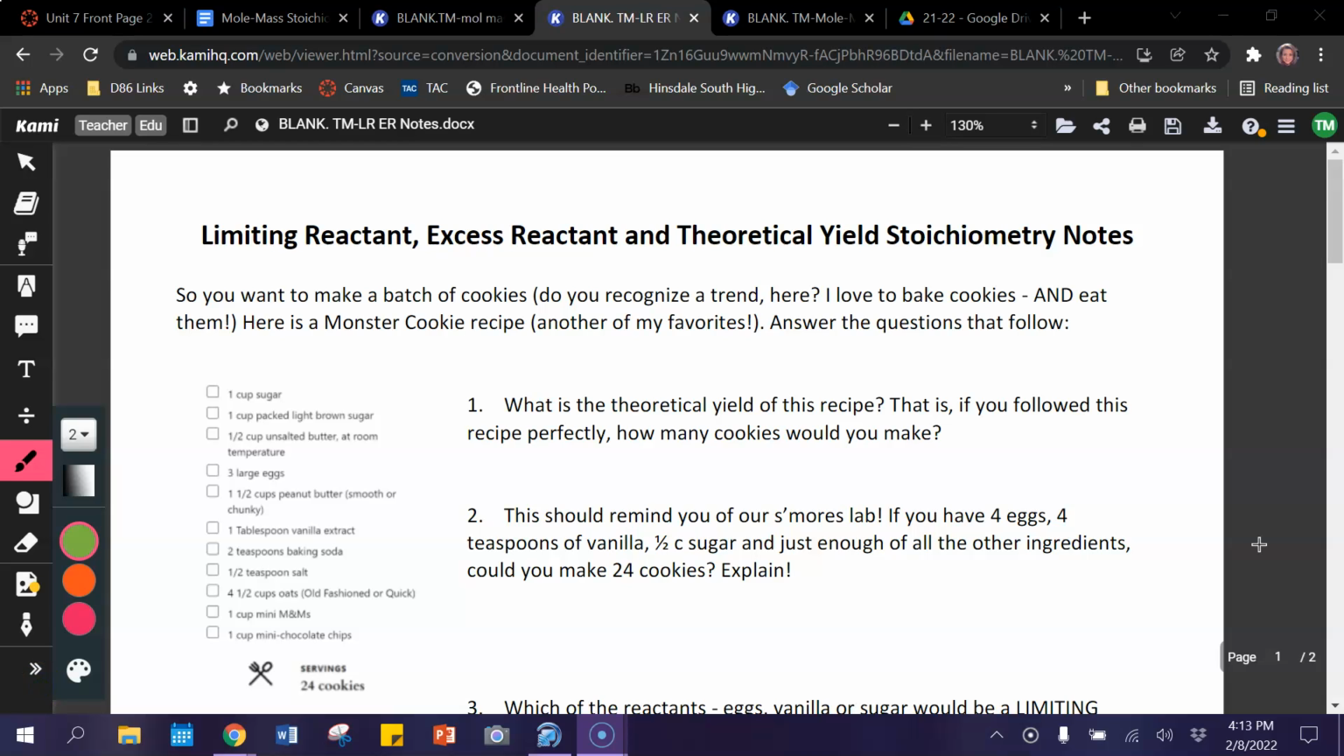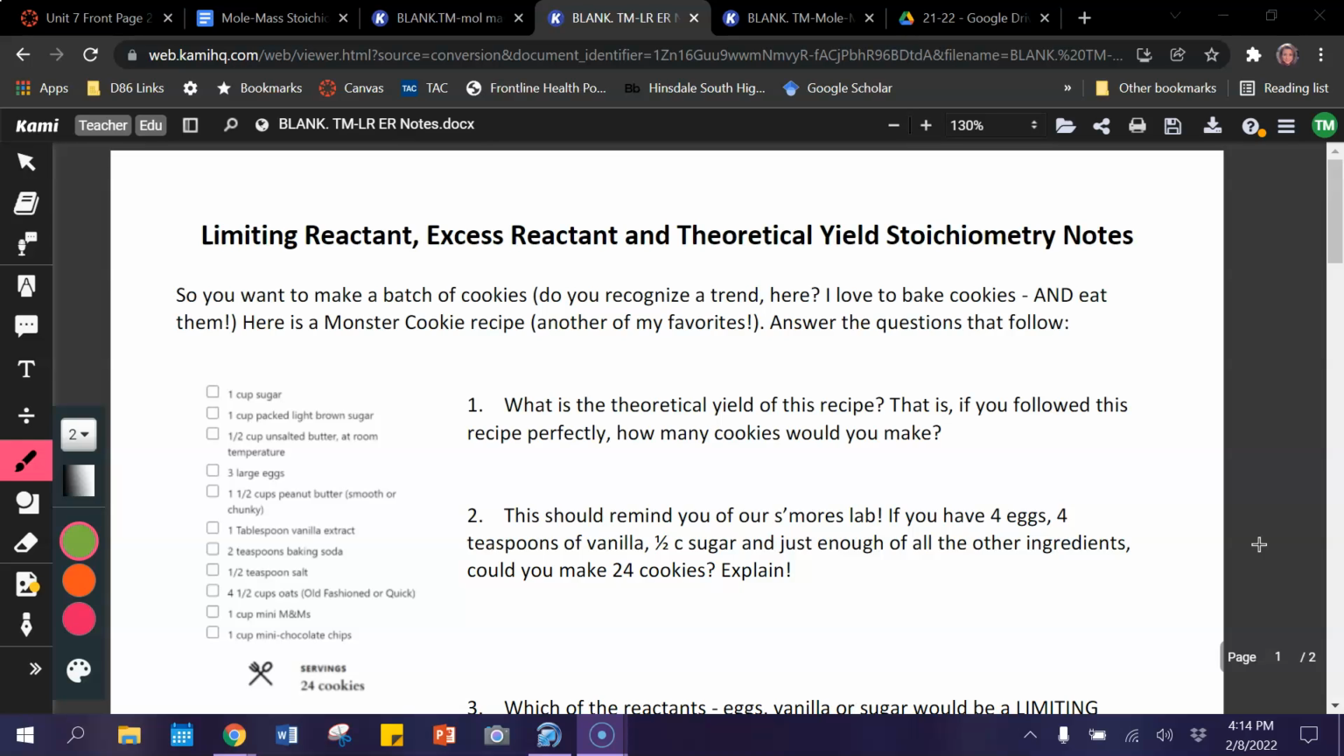Hi, chemistry students. So we've learned a lot of different kinds of calculations. You know how to calculate the molar mass, and you remember that the molar mass of a substance is equal to 1 mole of the substance. You've learned how to convert from moles to grams and grams to moles.